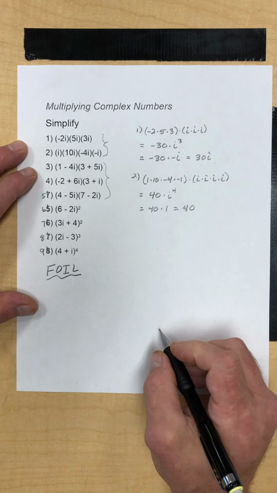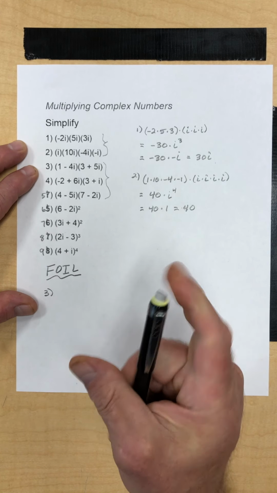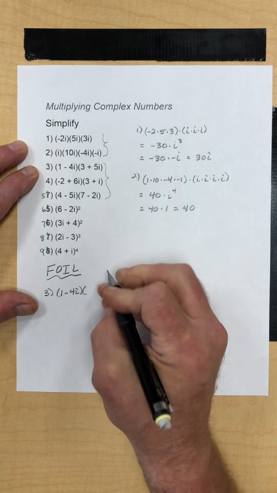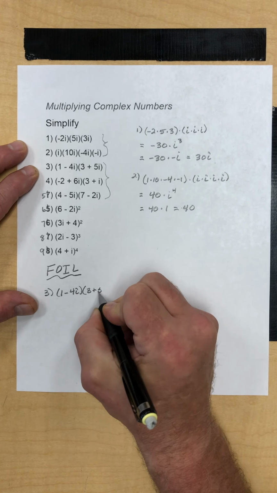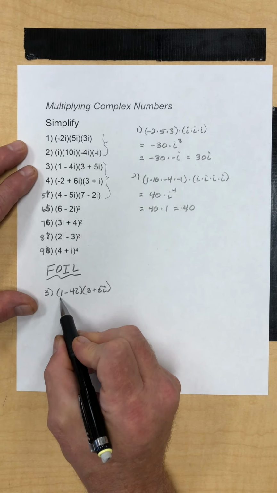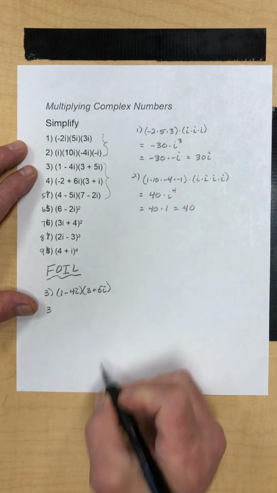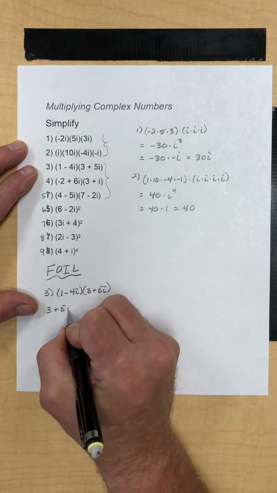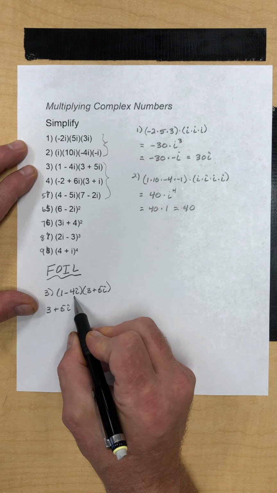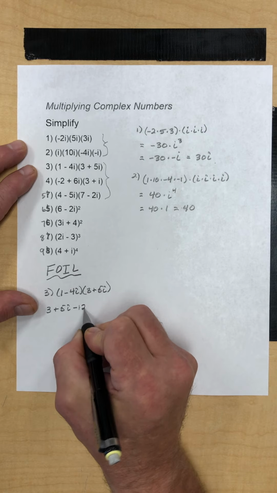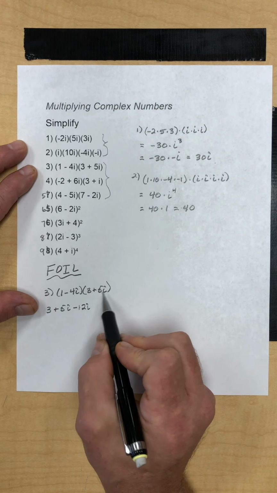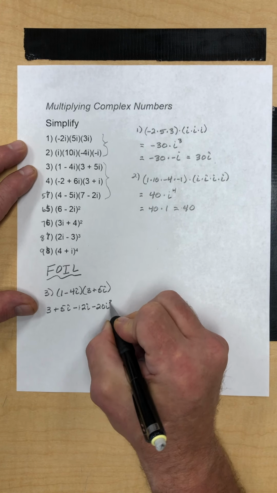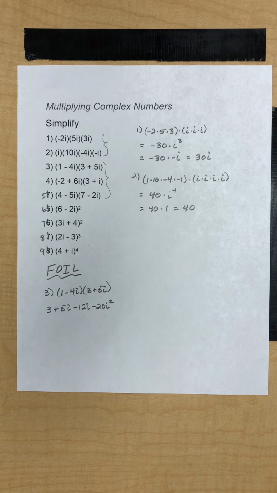Okay, let's start with number 3. Okay, so I have 1 minus 4i times 3 plus 5i. Okay, so first times first. 1 times 3 is 3. Okay, outside. 1 times 5i, that's 5i. Inside. Negative 4i times 3, that's negative 12i. And then last times last, negative 4i times 5i, that's a negative 20i squared.